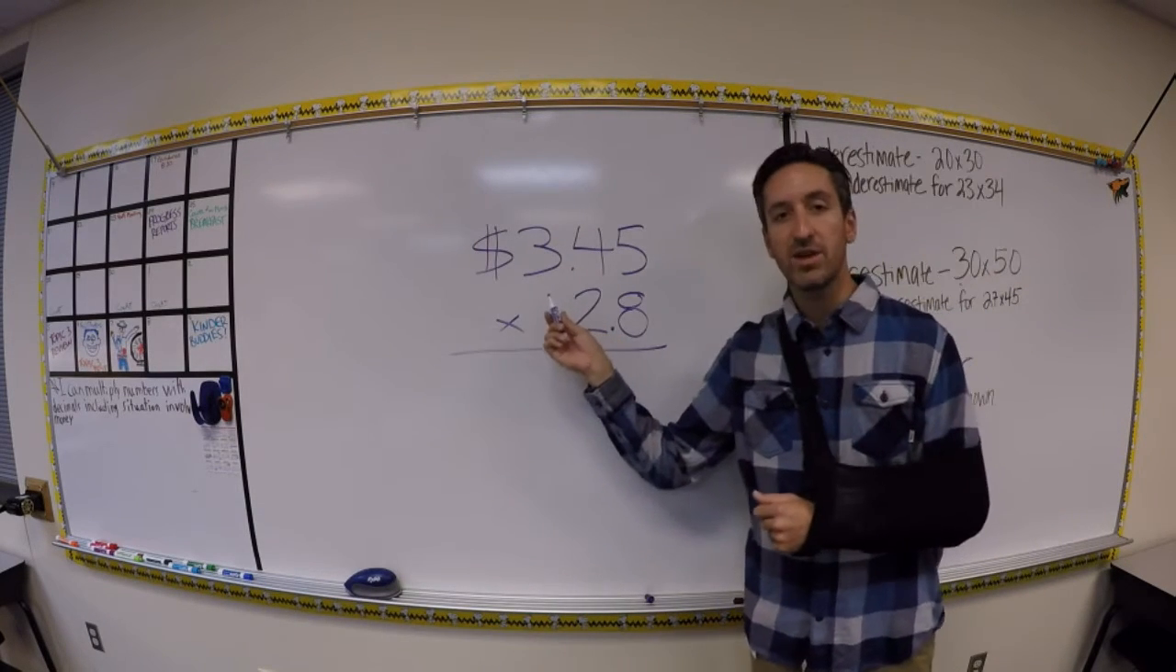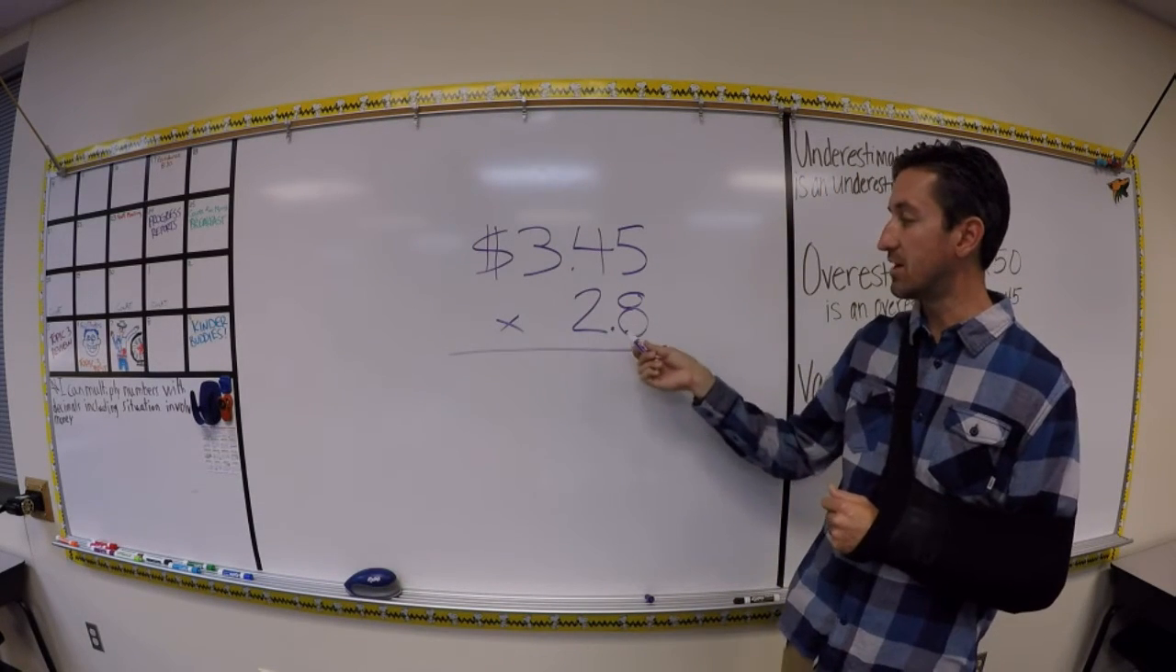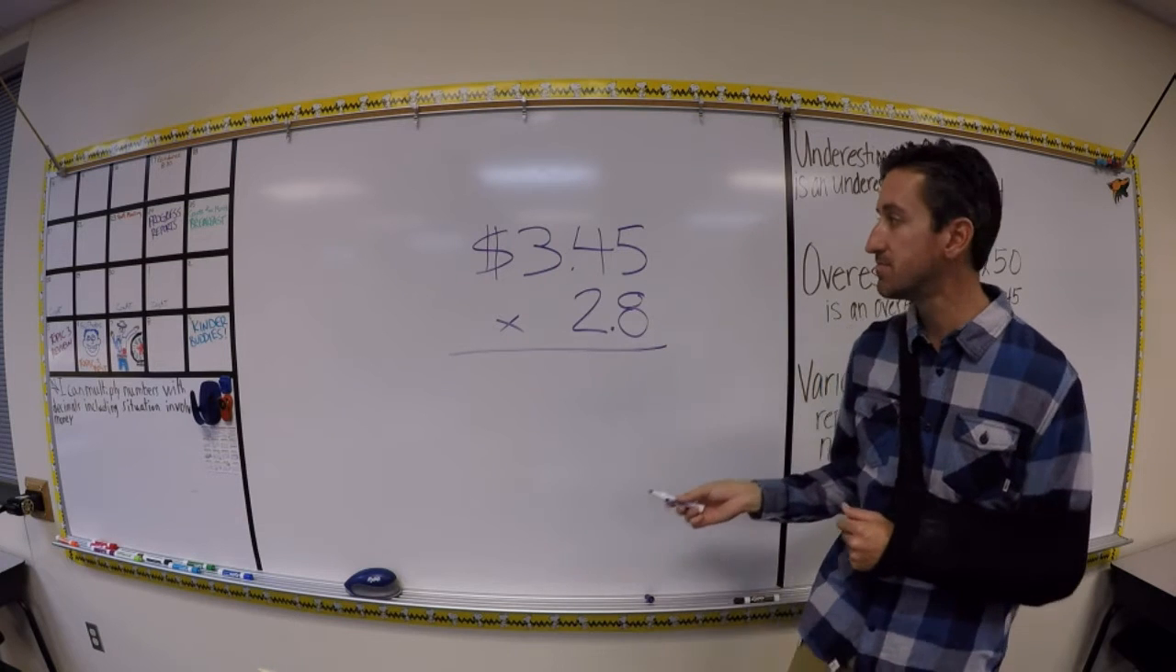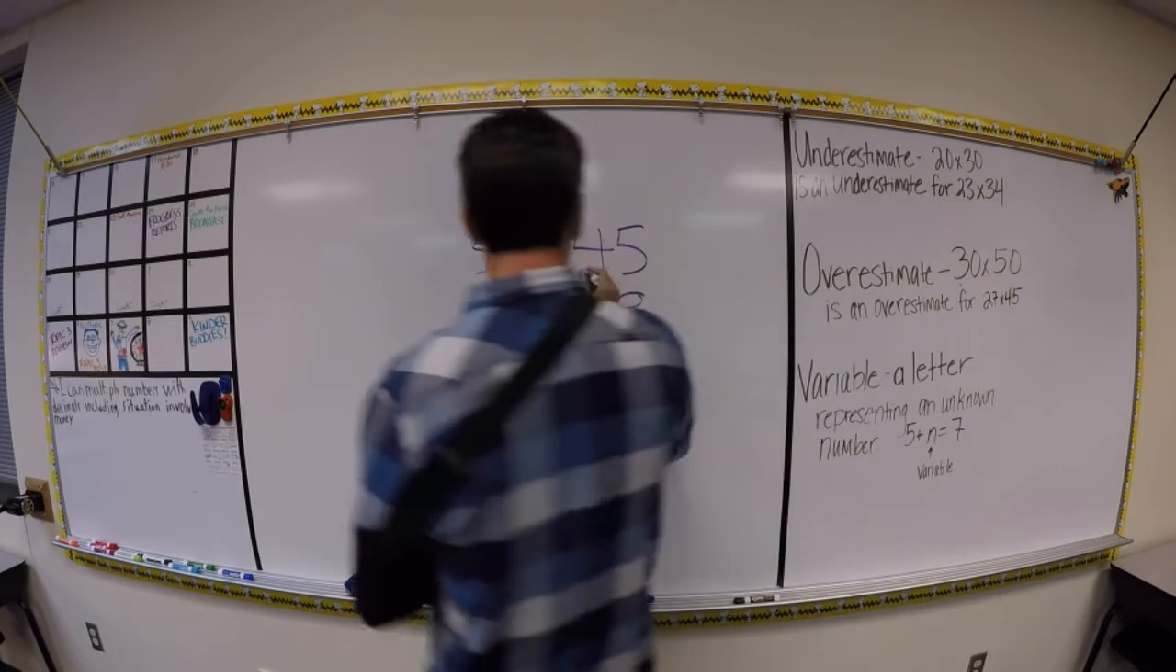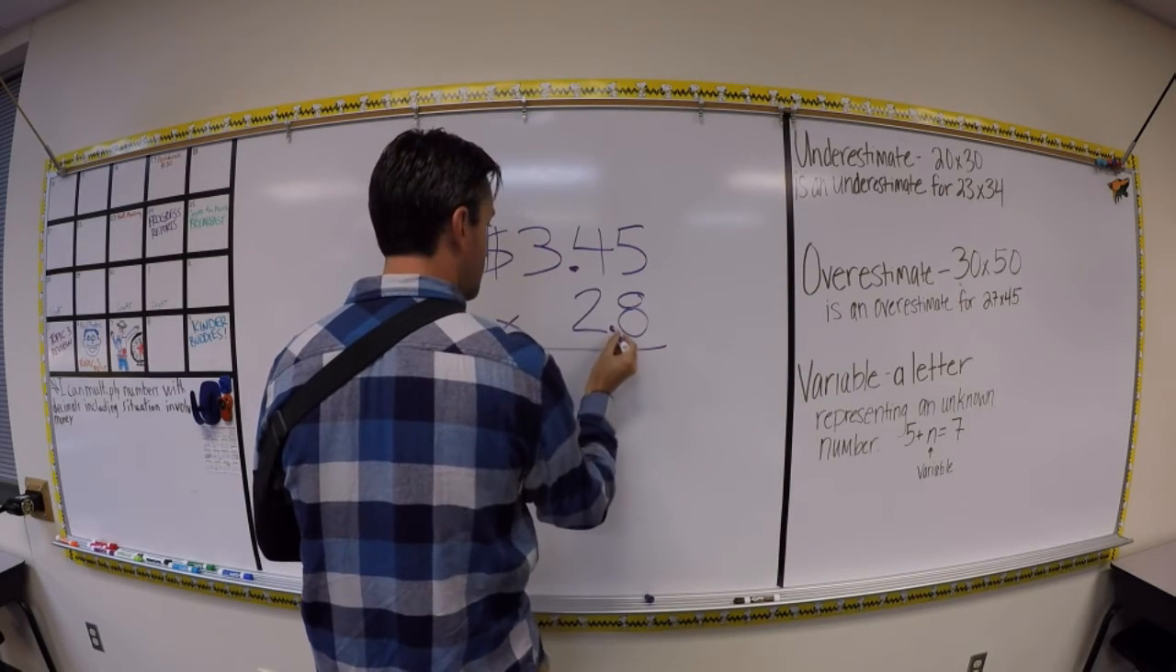All right, we're going to... Okay, I've got $3.45 times 2 and 8 tenths. Whenever we're multiplying with decimals like this, you can see the decimal is there and there.